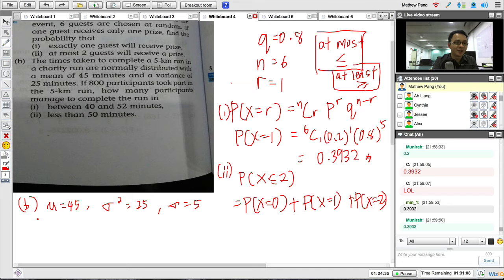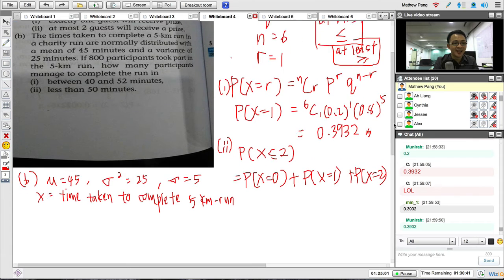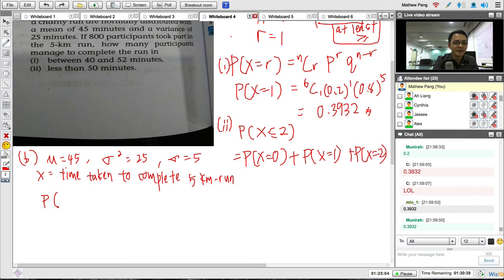As usual, I love to copy the first sentence. I will say X is the time taken to complete the 5 km run. Over here it says in the 5 km run, how many participants can manage to complete the run between this time? So I know they are talking about X. So the probability for X, sorry, I should leave some space here. X must be between 40 and 52.